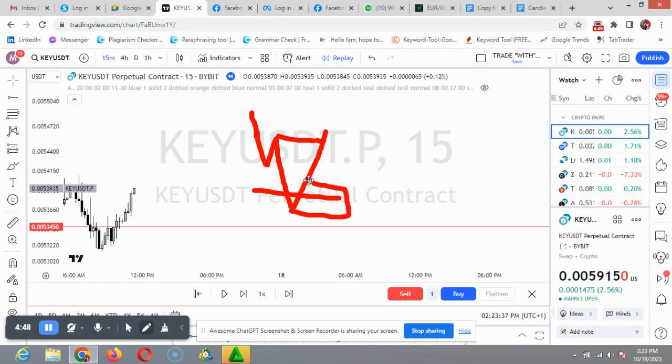I will tell you there's a rule. Everything is rule based, is mechanical, you don't guess. There's a rule to marking an order block, and I will tell you the rule for identifying which candle is the order block.